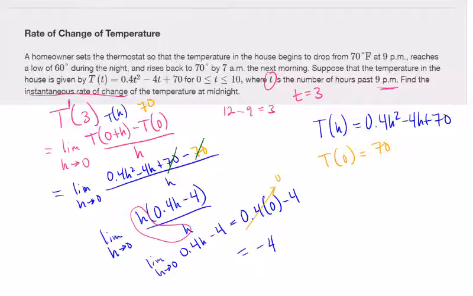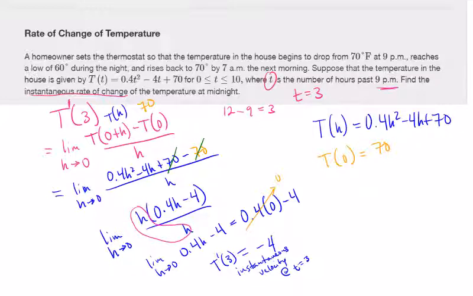All right, so that's the value for T prime at 3, or in other words, the instantaneous velocity at t equals 3. All right, so that's how we do that.